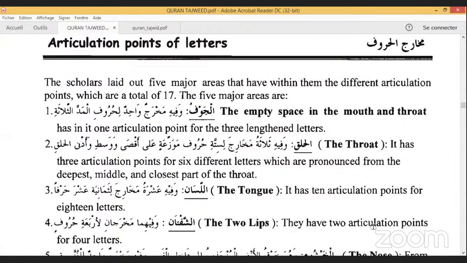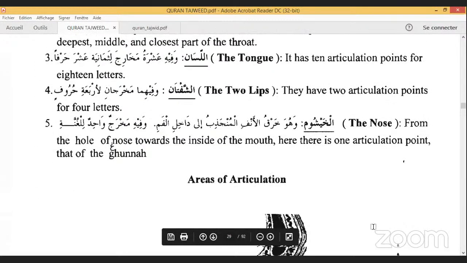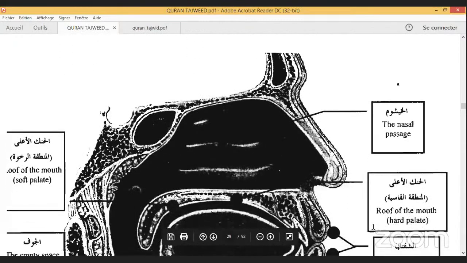We have five major areas, which are the articulation points of Arabic letters. Number one, the empty space in the mouth and throat. Number two is the throat, and number three is the tongue, and number four, the two lips, and number five is the nose. Okay, so this picture makes it clear for us.